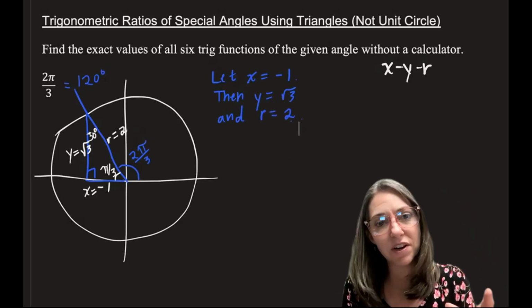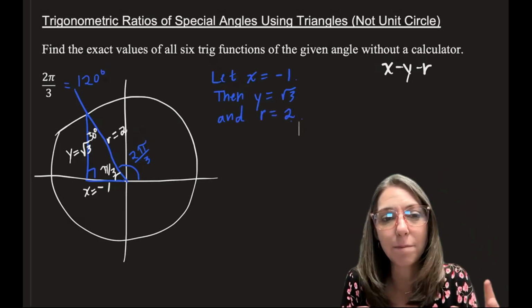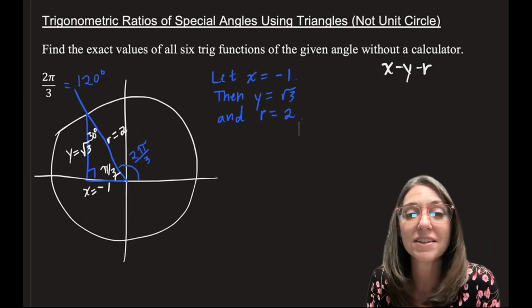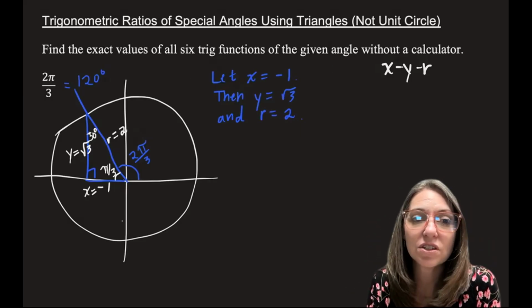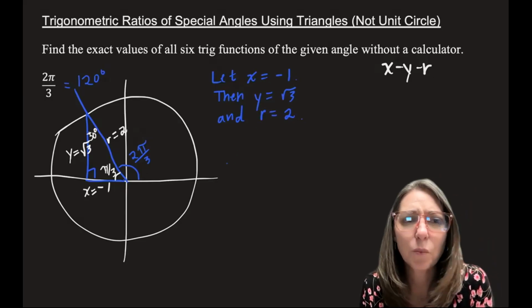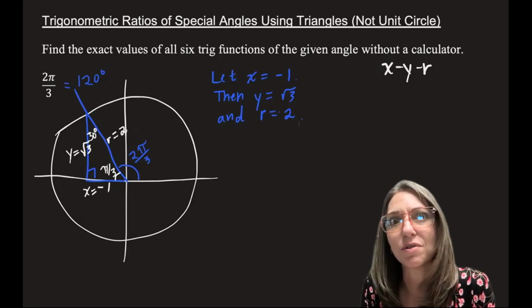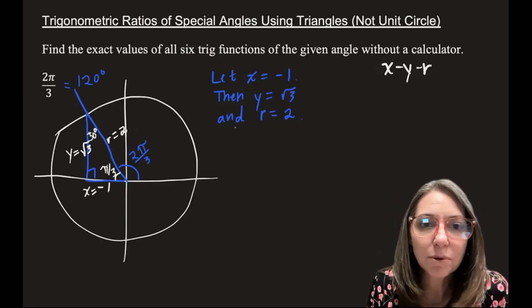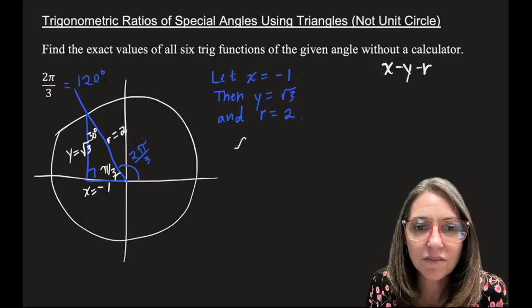When you find trig ratios of an angle, it does not matter how big or small your triangle is. The ratios of two sides will be the same. So this is just the simplest way to do it if you're not using the unit circle, without all that memorization that the unit circle requires. All right, so now that we've got our triangle labeled here, we can go ahead and start finding trig ratios.